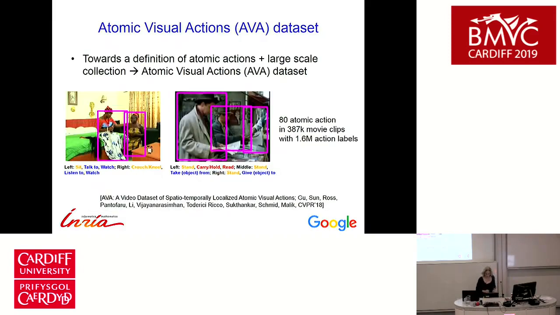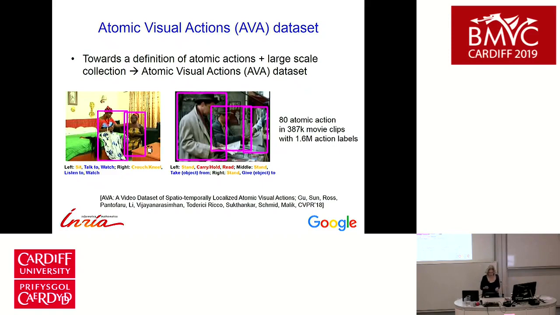So what we have been doing is putting together this data set of atomic visual actions. The idea was to take 15-minute-long videos and annotate each and every human and their corresponding actions in these videos. The second thing is we put up this definition of atomic actions: a vocabulary of relatively basic actions which you could annotate and then maybe combine together to get more high-level actions.